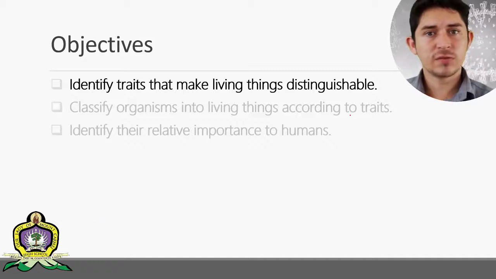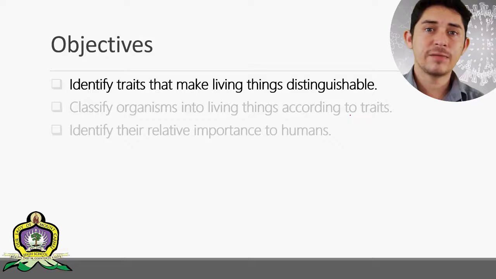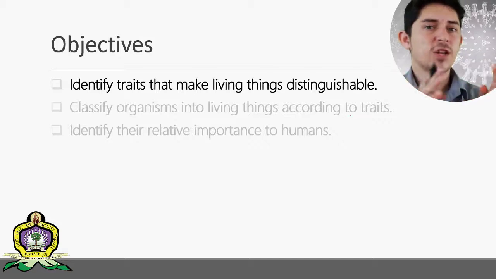This week we will be taking a closer look at living things. These are our objectives for the week. Number one is to identify the traits that make living things distinguishable. That means, how can we distinguish one group of living thing from another group of living thing?